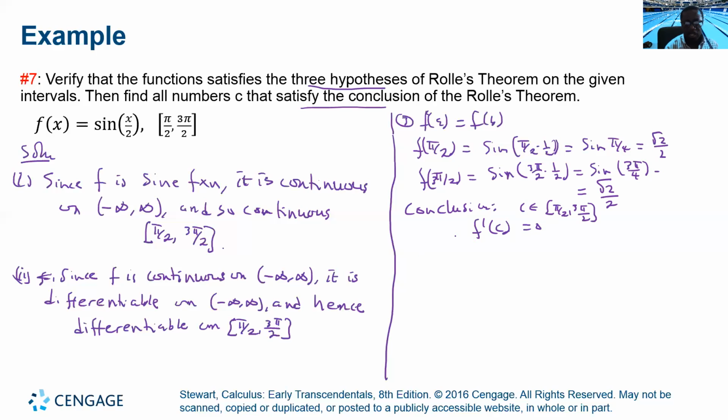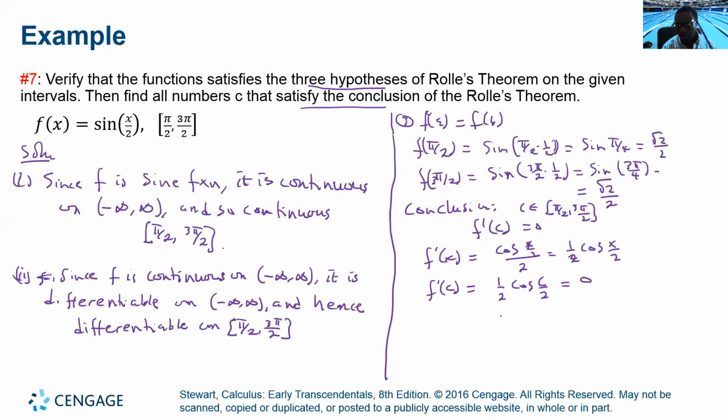So if we differentiate sine, what is f prime of x? This will give me cosine of x over 2, all divided by 2, which is 1/2 cosine of x over 2. So what is f prime at C? That gives me 1/2 cosine of C over 2 is equal to 0. We set that to 0.